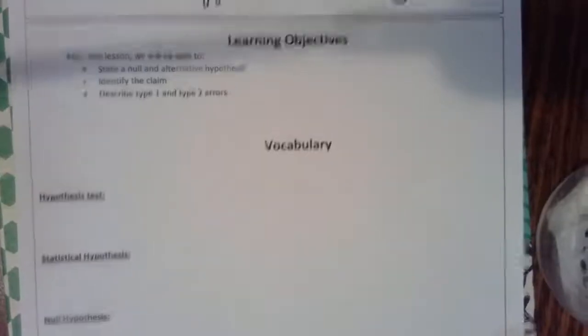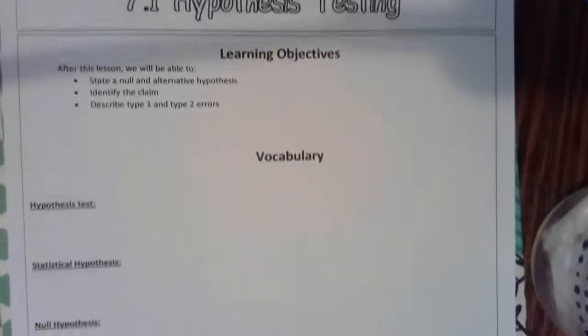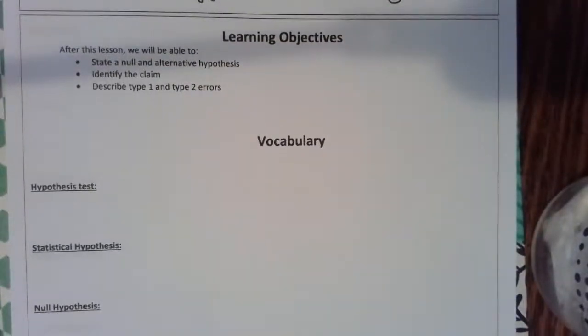Okay, we are now in Unit 7, Hypothesis Testing. All we're going to be doing is an introduction to this. So we're going to be stating a null and alternative hypotheses. We're going to identify the claim, and then we're going to describe type 1 and type 2 errors.